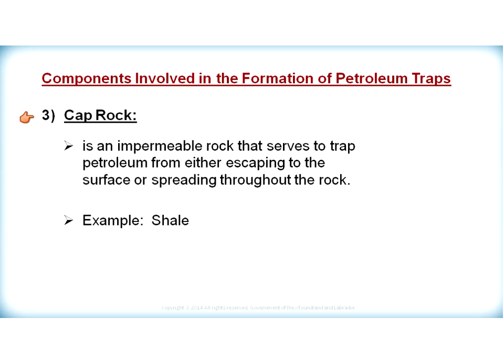A third component of petroleum traps would be called the caprock. The caprock is an impermeable rock that serves to trap petroleum from either escaping to the surface or spreading throughout the rock. An example of a caprock would be shale. Shale is impermeable and has little to no porosity. Therefore, it keeps the oil confined to the reservoir rock.